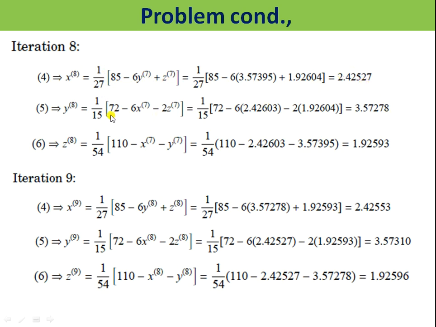2.42527. Similarly, y power 8 becomes 3.57278. Z power 8 becomes 1.92593. Again, these values are not equal. I have to move to the ninth iteration.